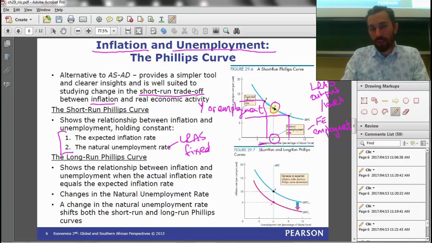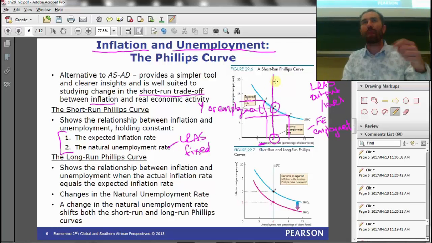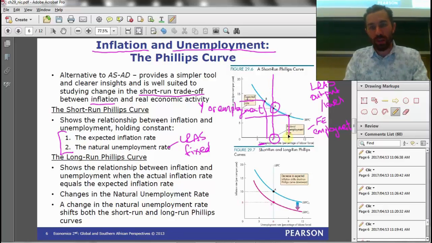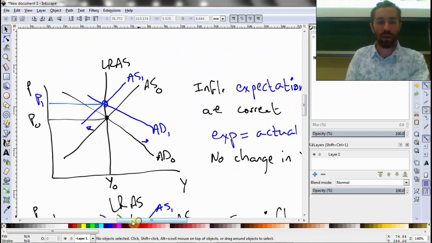So if I just drew this point A at the natural rate of unemployment, if I drew a straight line through that point, that would correspond to all the rates. Any point along this line would be a point where our expected inflation is equal to our actual inflation. We will always be at the natural rate of unemployment when our expected inflation equals our actual inflation.